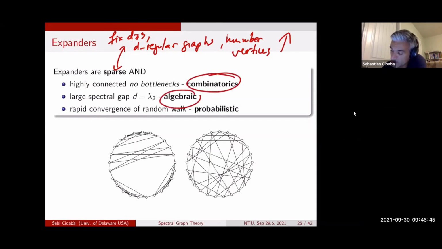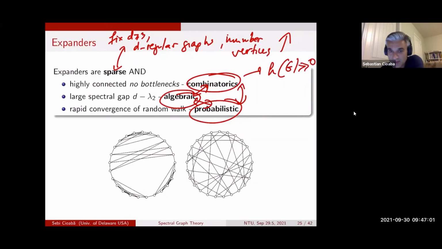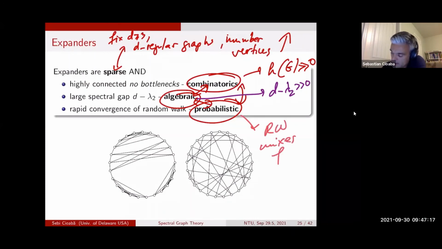So in combinatorics, algebraic, and probabilistic, and they're all equivalent to each other. Combinatorics is basically that h of these graphs is bounded away from 0. So not greater or equal to 0, but bounded away from 0. So if you take the sequence of these graphs, the expansion constant is bounded away from 0. Algebraic is that the spectral gap d minus lambda 2 is bounded away from 0. And probabilistic is that the random walk on the graph mixes fast.